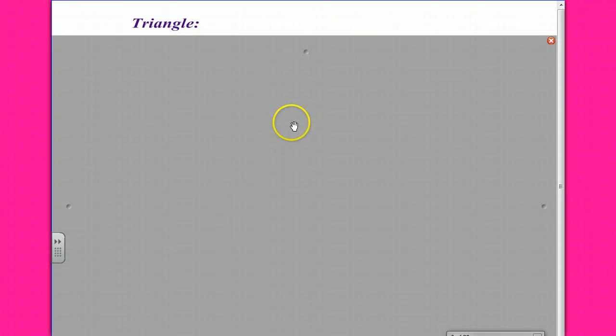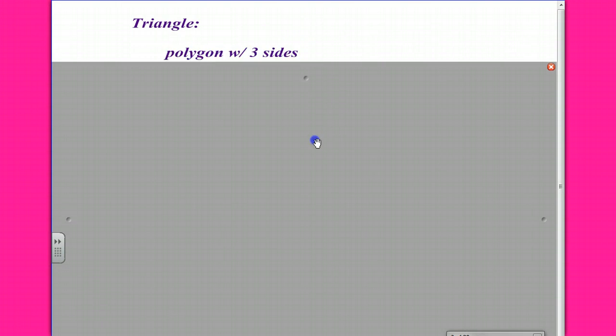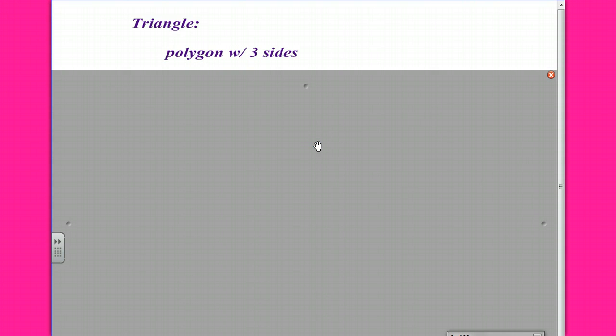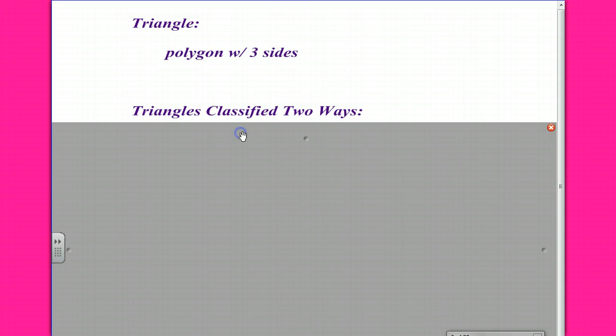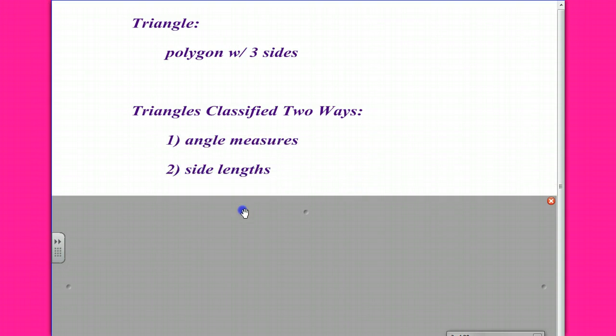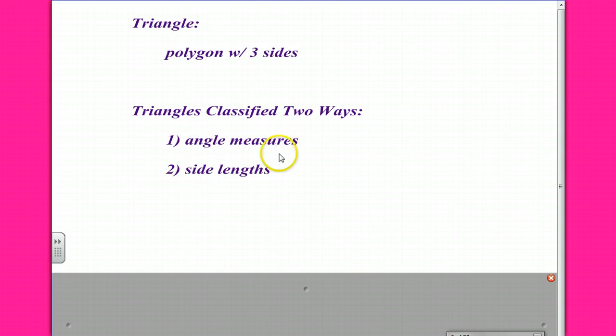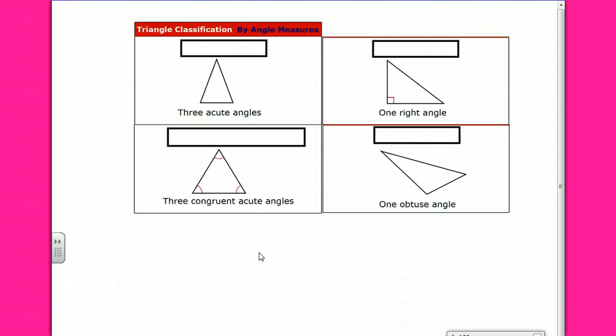So we know what a triangle is, right? A polygon with 3 sides. Polygon, again, is a closed figure with segments for sides, right? Triangles may be classified 2 ways, by their angle measures and by their side lengths. So we have a box of triangle classification by angle measures.